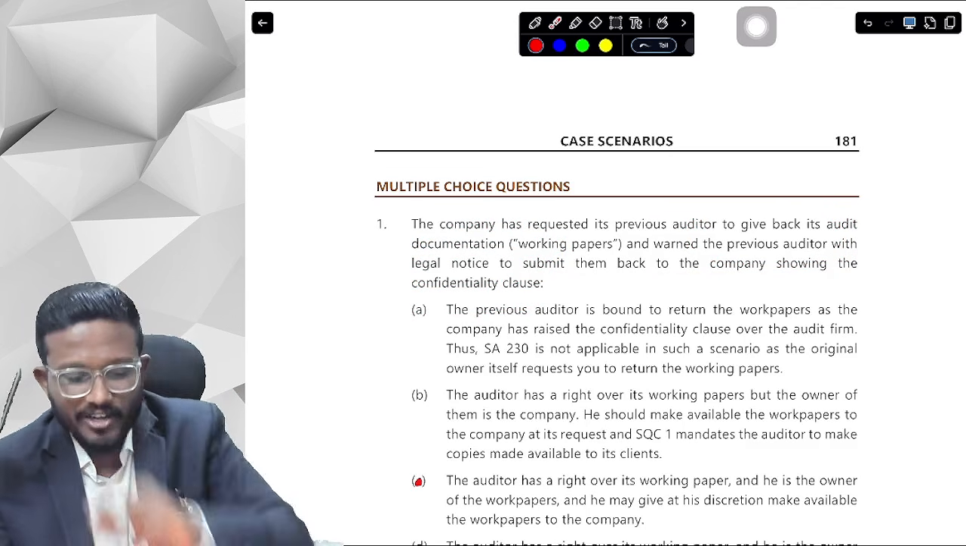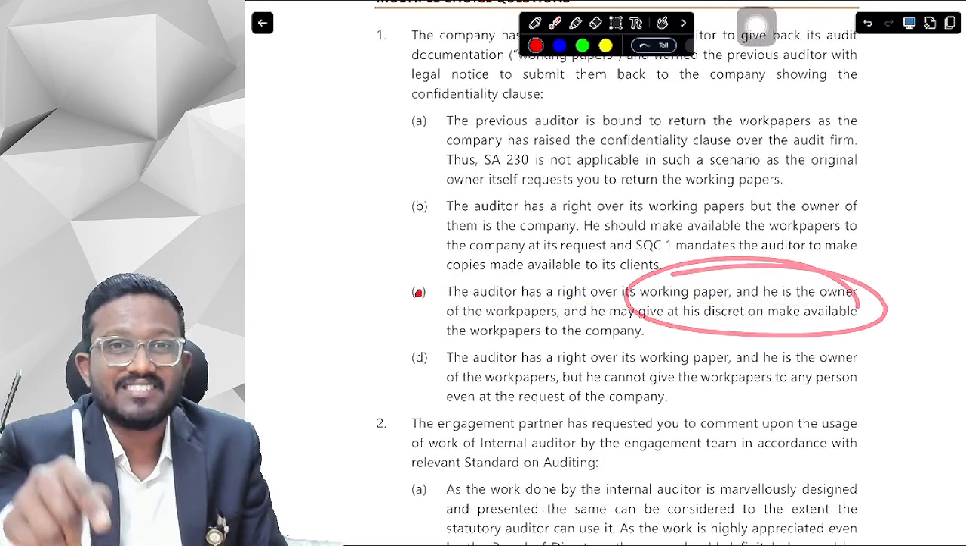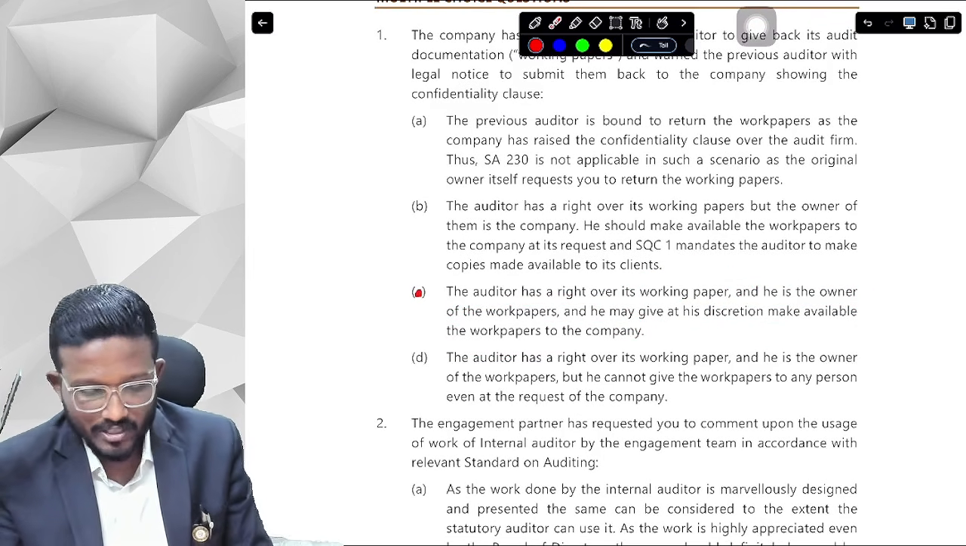No sir, because audit documentation is the property of the auditor. He is the owner of the work papers and he may at his discretion make available the working papers to the company. It is his discretion. Company cannot force him. Okay, yes sir.